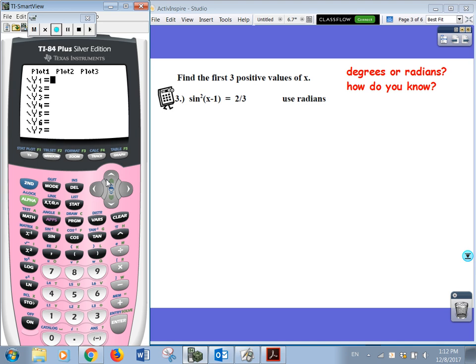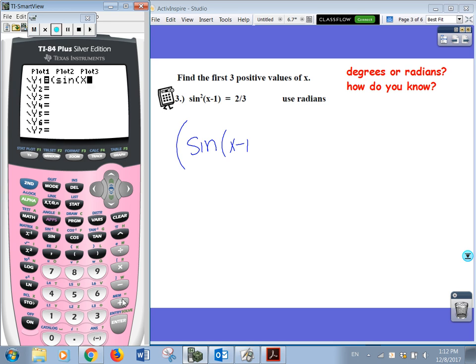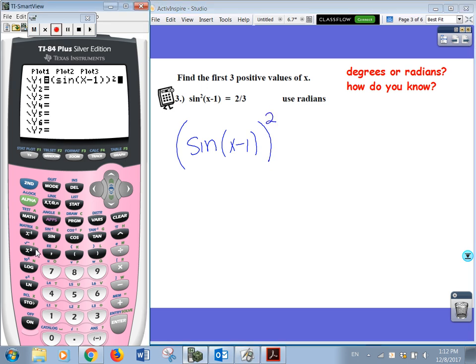So the way you type this in the calculator is you open your parentheses, then type sine. Parentheses will automatically open. Type your x minus 1, close, close, close, close, and then you can square it. Very, very important that you type that in correctly. And then down here in y2, 2 divided by 3. I'm going to zoom 7.